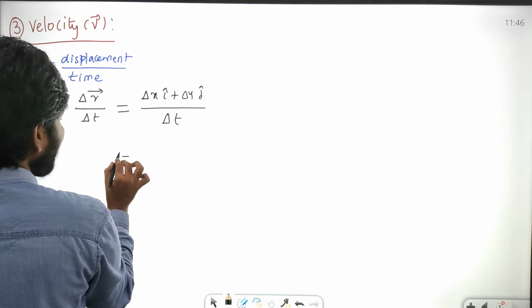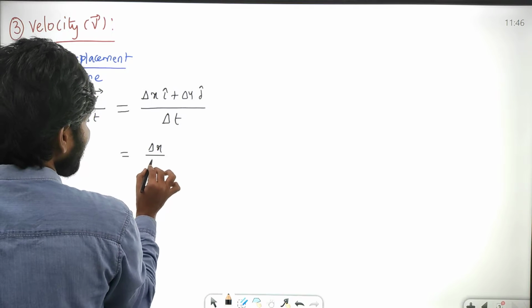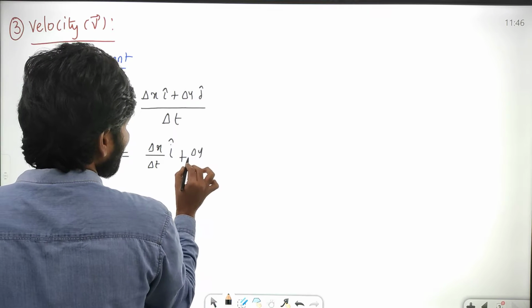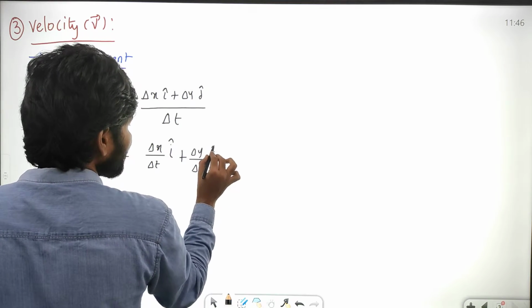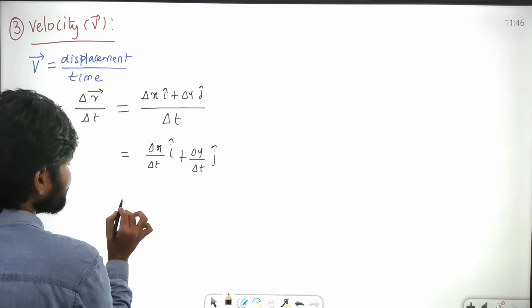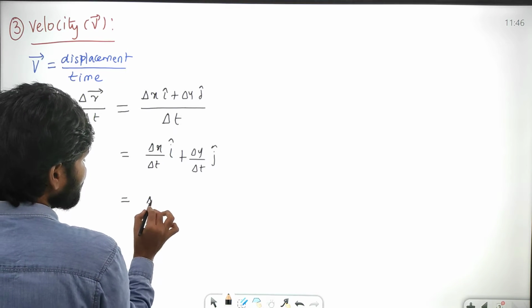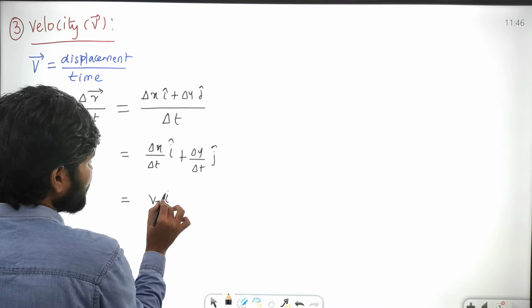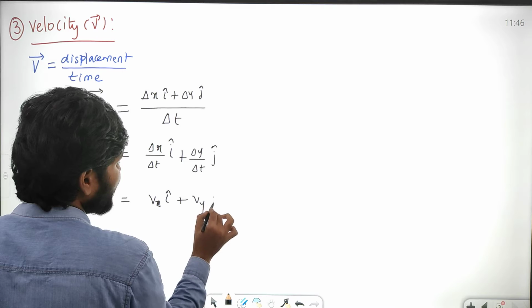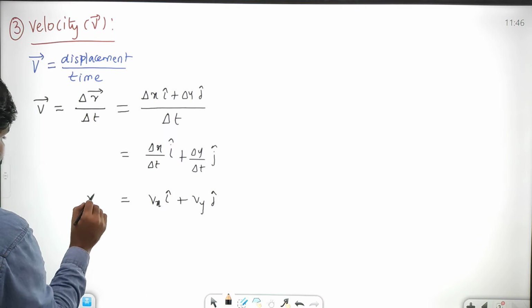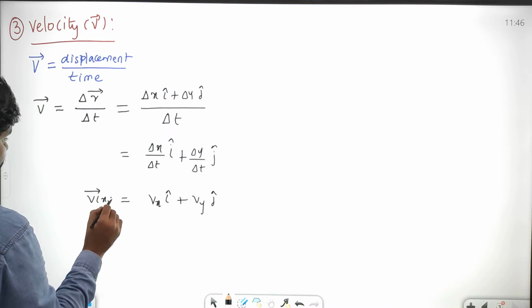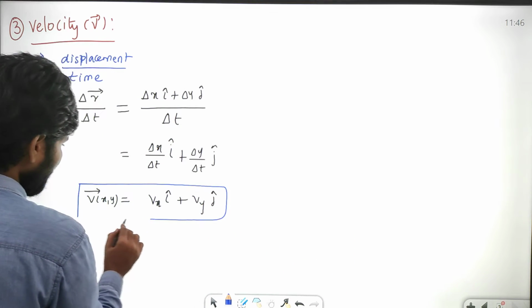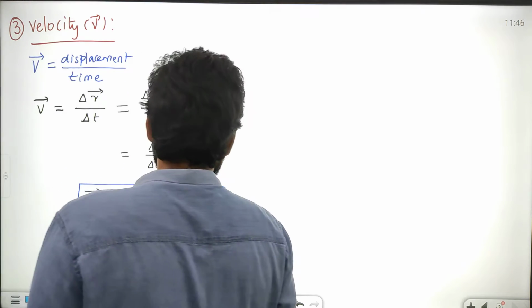I am writing this as delta x by delta t i cap plus delta y by delta t j cap. So what is delta x by delta t? It is nothing but Vx i cap, Vy j cap. See, this is the vector representation of velocity in 2D.